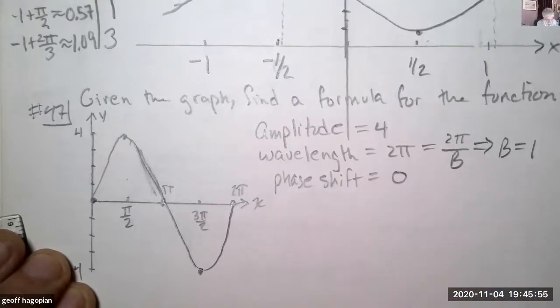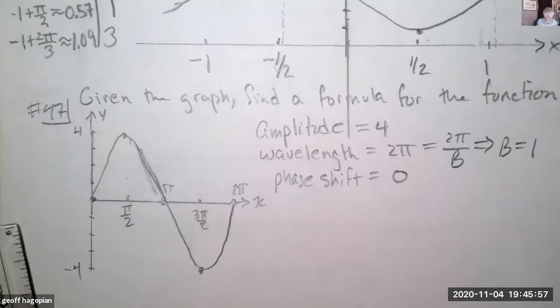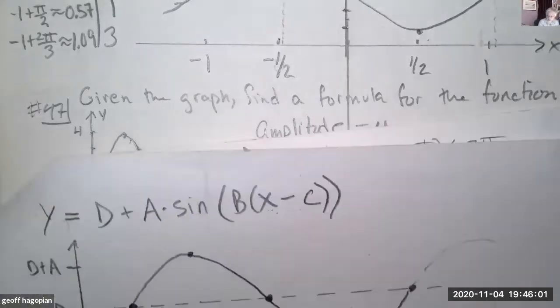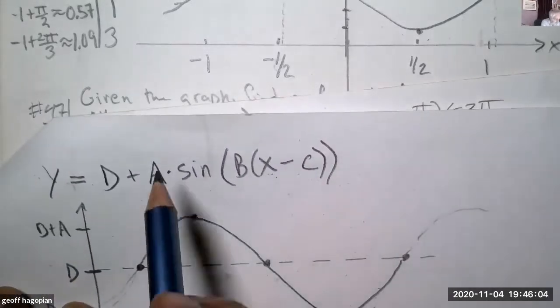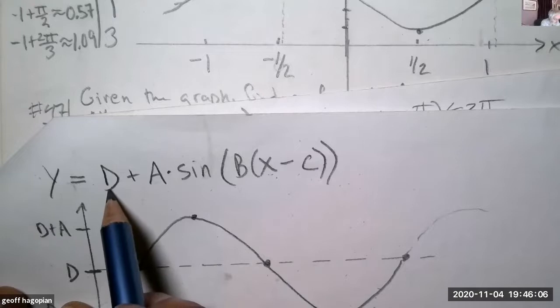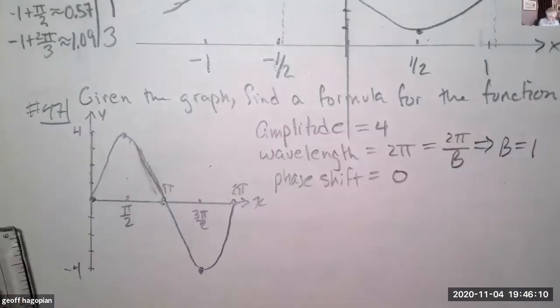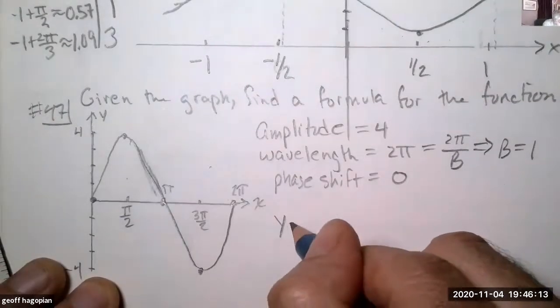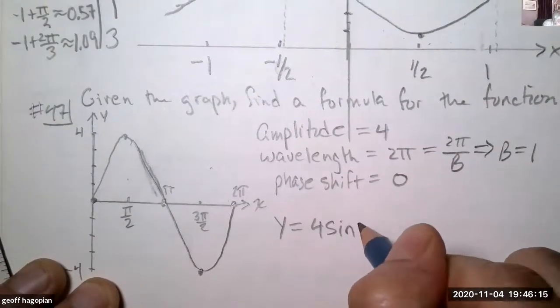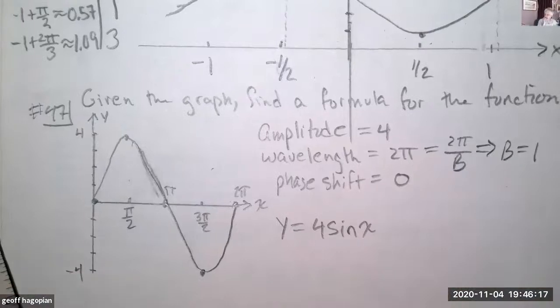So when you go back to our generalized formula, right? We now know A is 4, D is 0, we're oscillating on 0, B is 1, and C is 0, right? So this is simply y equals 4 times the sine of x. Was that obvious enough? Maybe I overdid it, right? But when it's not so obvious, those are the steps you go through.